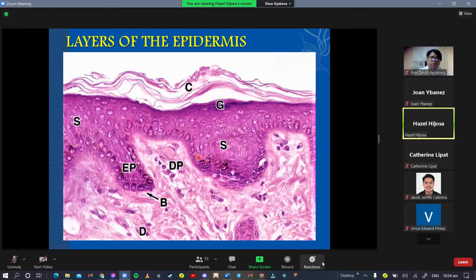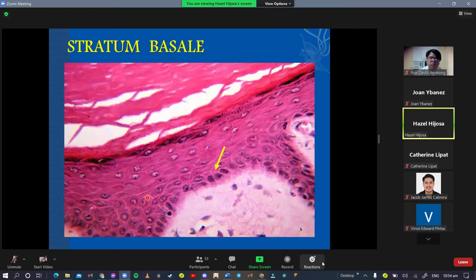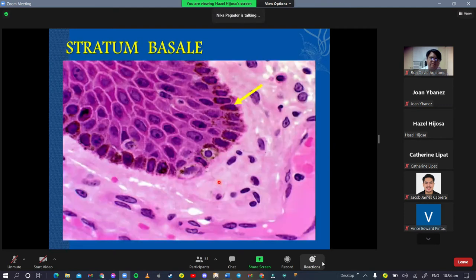So from the deepest, innermost layer of the epidermis, we have the stratum basale. How do you describe this layer? Cuboidal, Doc. And it's composed of how many layers of cells? Usually one, Doc. Okay, so this is a single layer of basophilic small cuboidal or low columnar cells which rest on the basement membrane. And what is the distinguishing feature of your stratum basale?